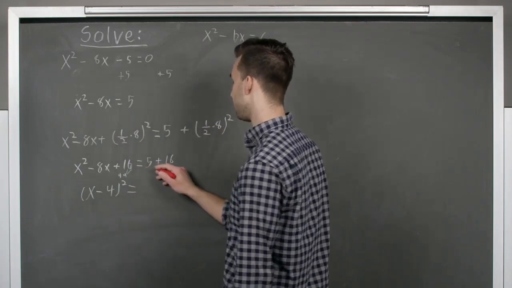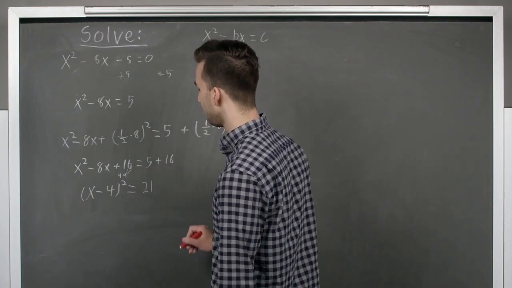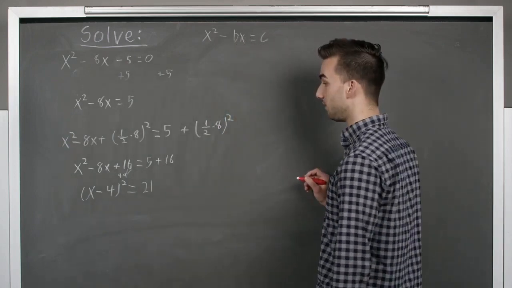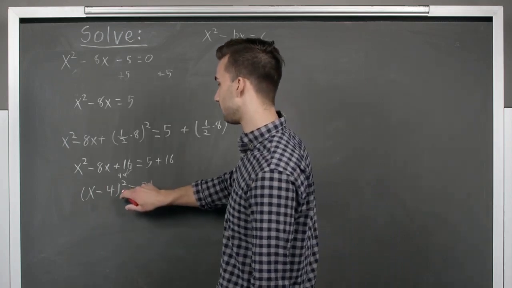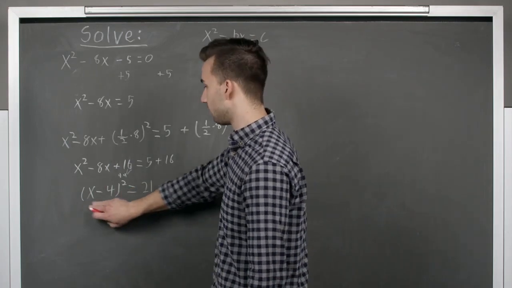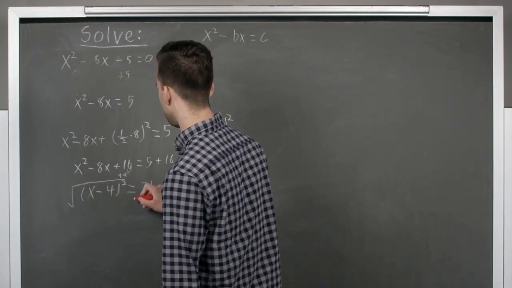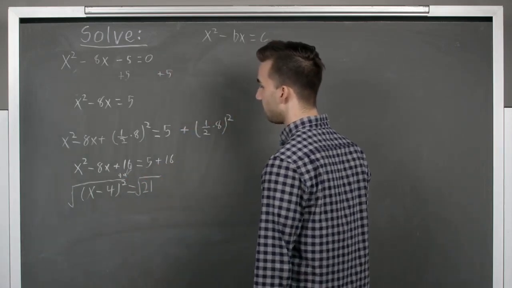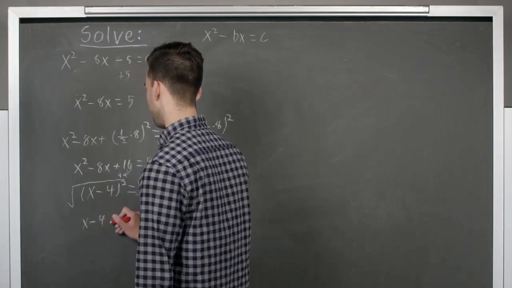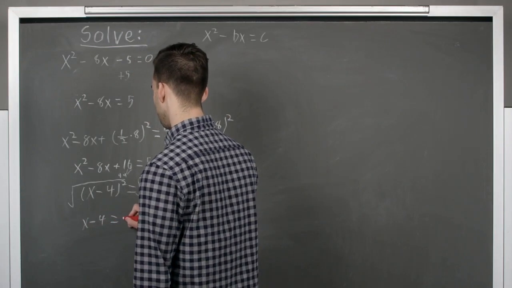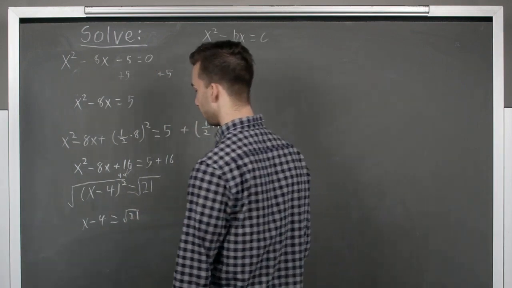So over here we have 5 plus 16 is 21. And now to solve this, we just take the square root of both sides, right? Because the square root of anything squared is just what's inside the square root. So we can take the square root, and what that gives us is x minus 4 on this side is equal to the square root of 21, which we'll just leave as a square root because it's a weird number.